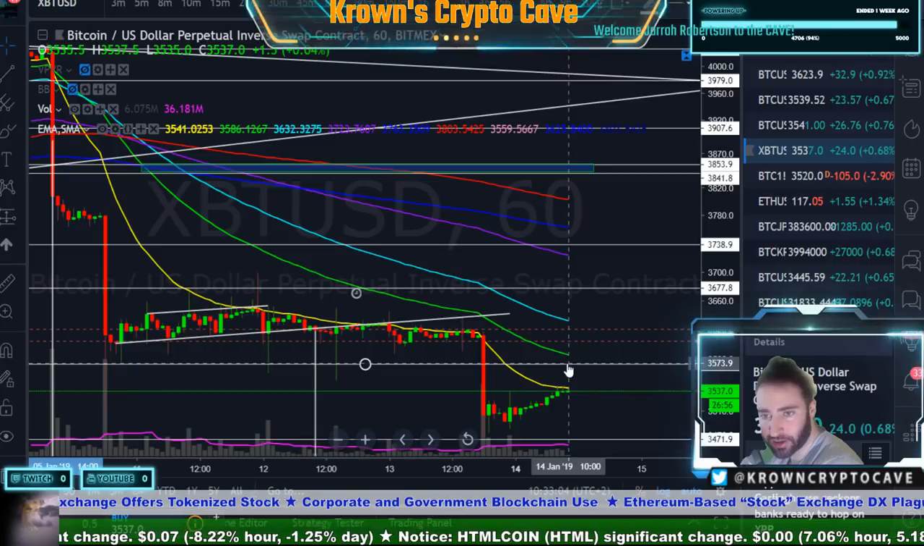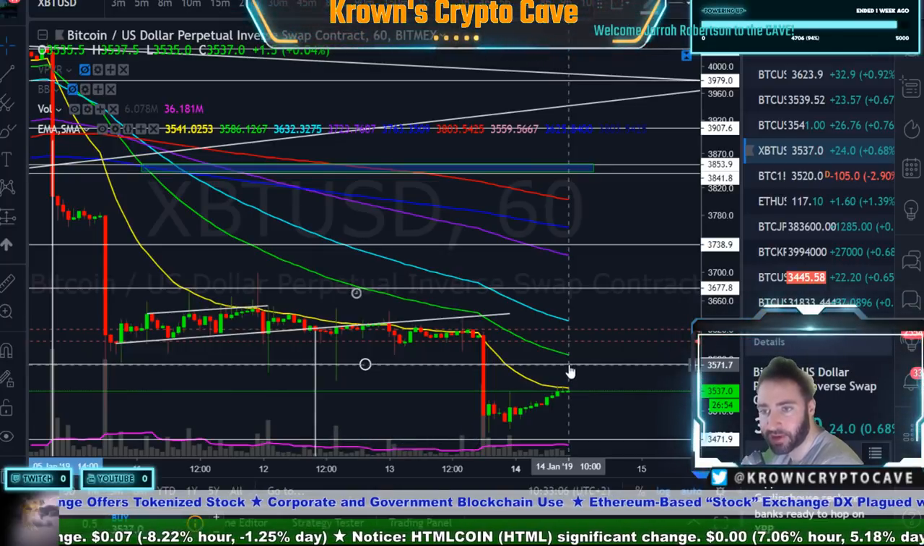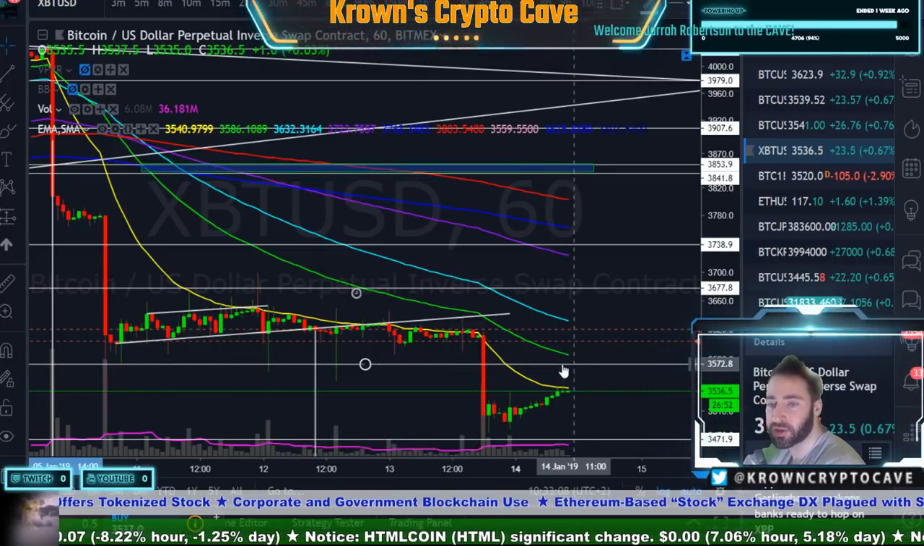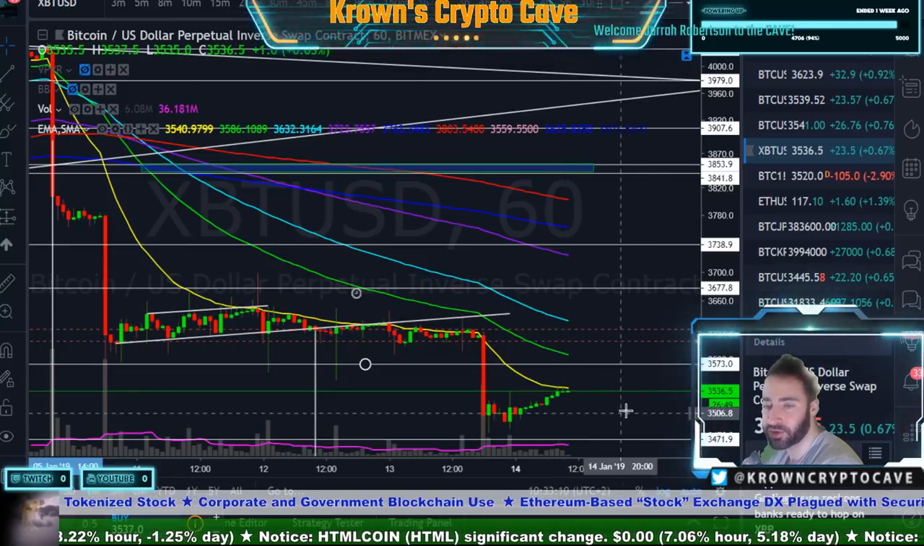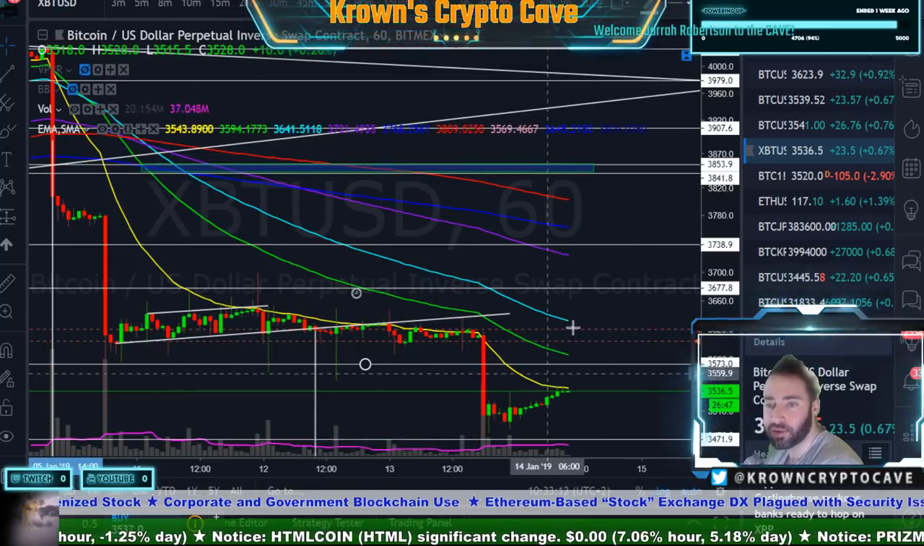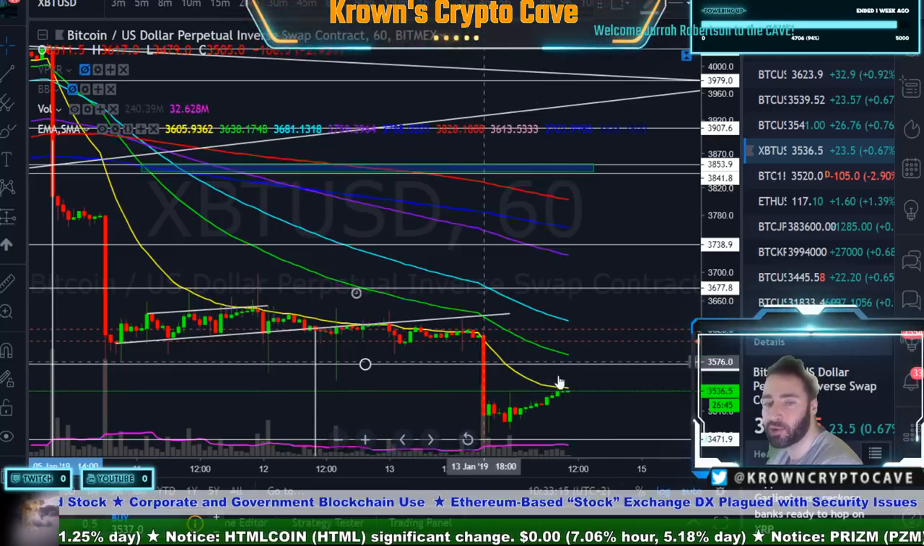That is not where it is. It's right around here, at around the 3569-ish area. So as long as we're below there, I do want to have a short position. I do feel like this move could have a little bit more.